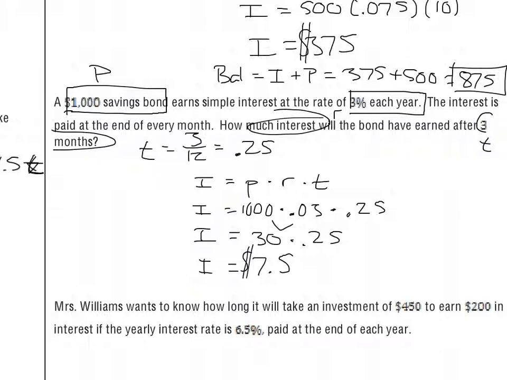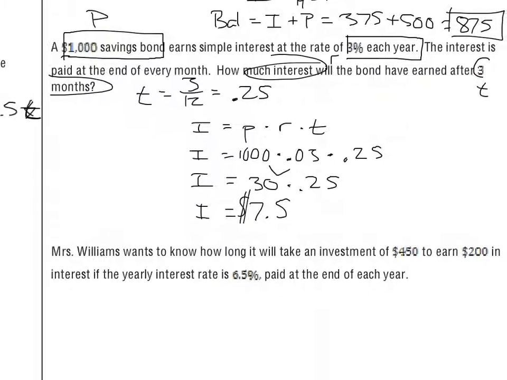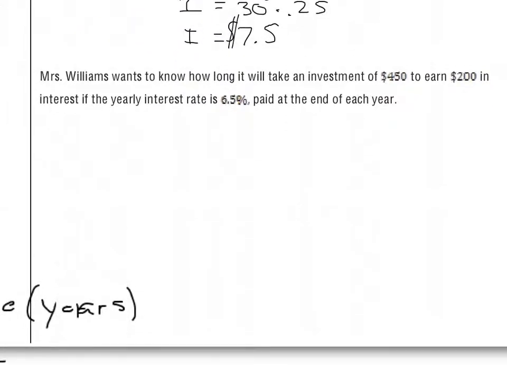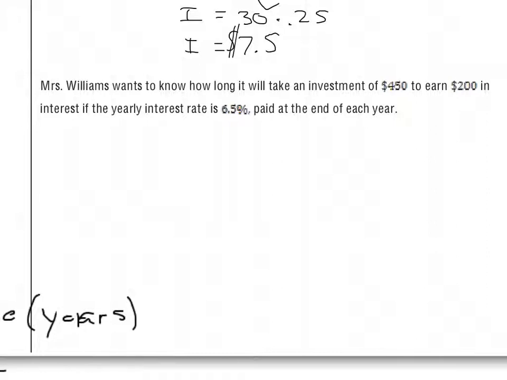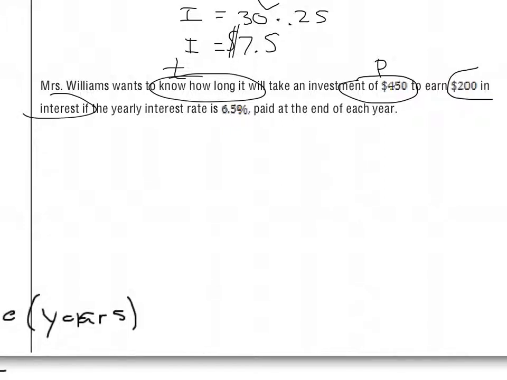Now, not all interest problems ask us to find the interest. Sometimes we're given different information and we need to solve. So Ms. Williams wants to know how long it would take. So I want to know how long. That's probably thinking about time. Investment, so that's how much I'm putting in. That's my principal, to earn $200 in interest. This is I, and my rate is 6.5%.